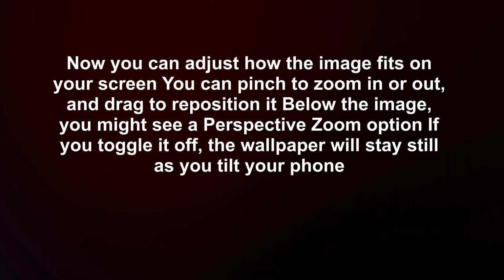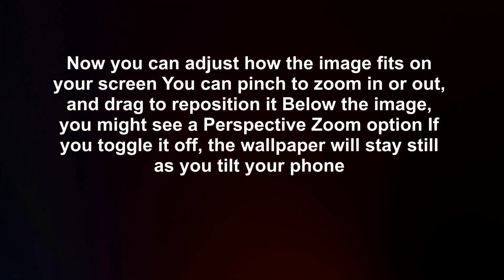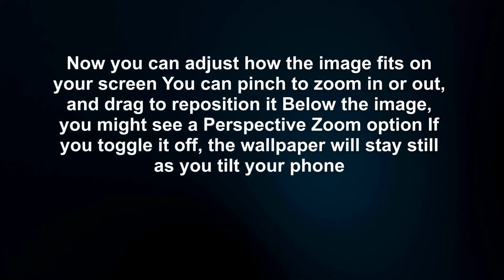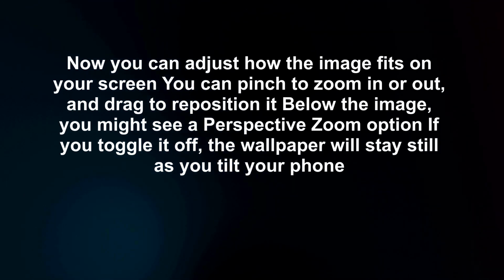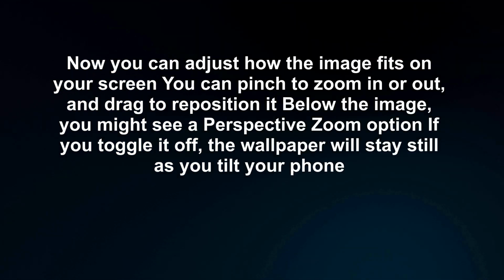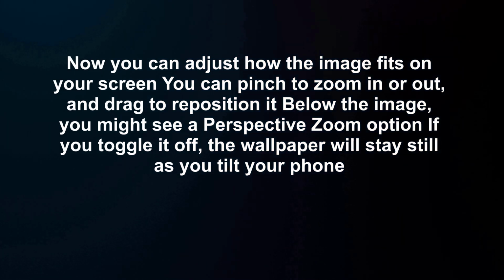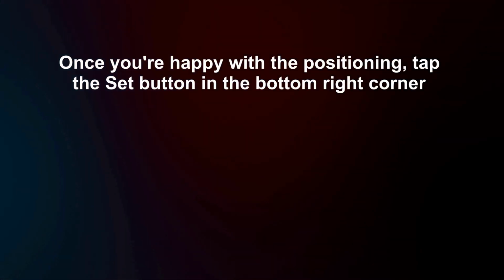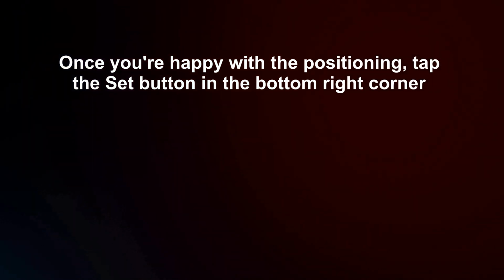Now you can adjust how the image fits on your screen. You can pinch to zoom in or out, and drag to reposition it. Below the image, you might see a Perspective Zoom option. If you toggle it off, the wallpaper will stay still as you tilt your phone. Once you're happy with the positioning, tap the Set button in the bottom right corner.